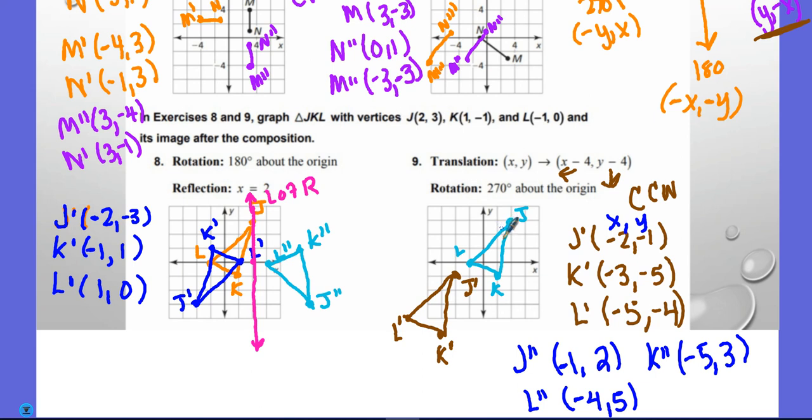So that's going to the left. So here, let me go graph this. J double prime. So 1, 2, 3, 1, 2, 3, 4, 5, and then 1, 2, 3.